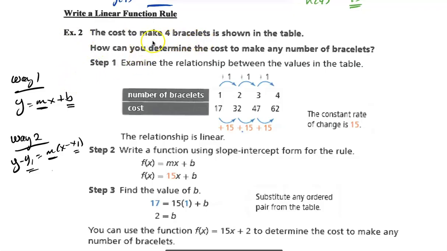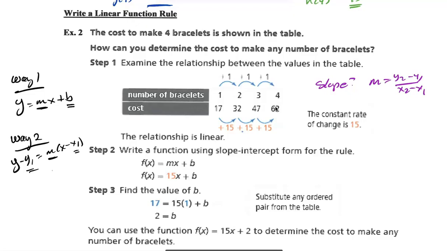So in this example here, the cost to make 4 bracelets is shown on the table. So here's our table, and it says you make 1 bracelet costs $17, you make 2 bracelets cost $32, 3 costs $47, and 4 equals $62. So step 1, if you notice on both of these, I have to find my m. So how do we find the slope? We could use the formula y2 minus y1 over x2 minus x1. We do have 2 points here.